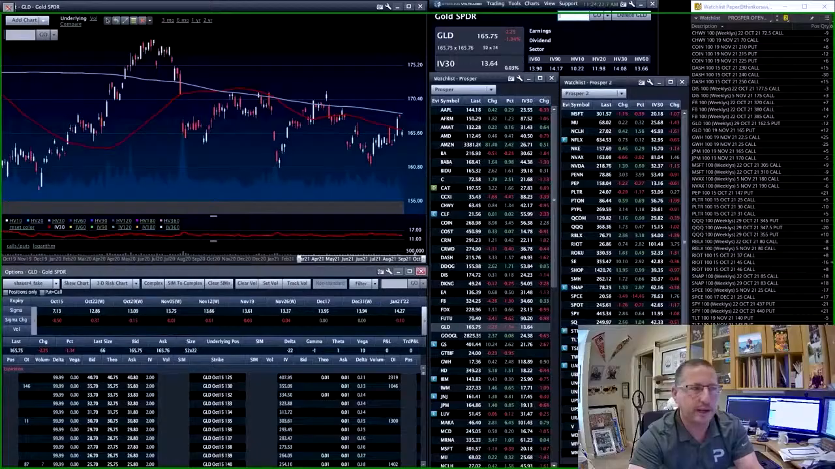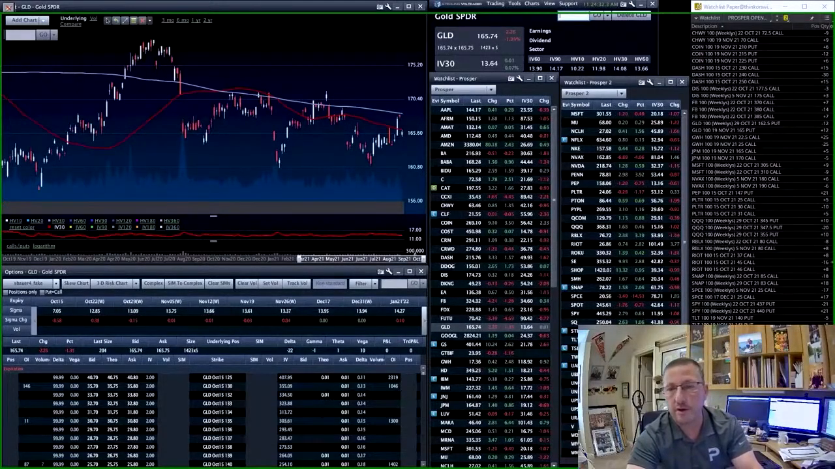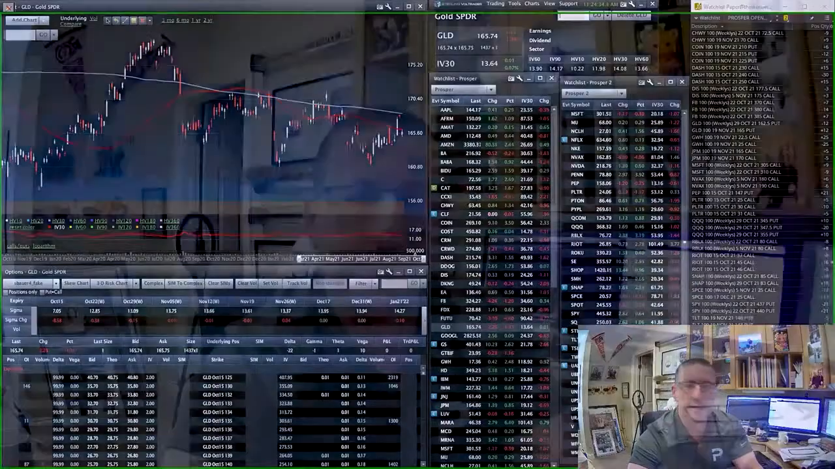Again, a diagonal is the combination of both a calendar spread, so buying time, and a vertical spread, giving us more direction, whether we use calls to the upside or puts to the downside.